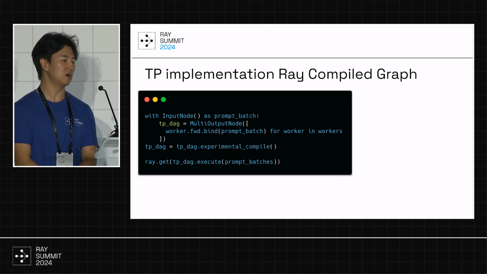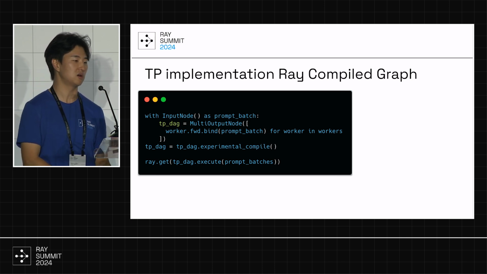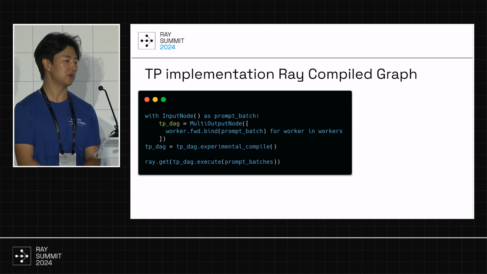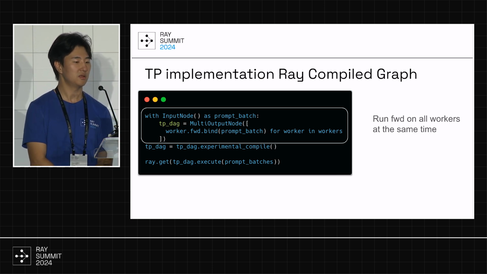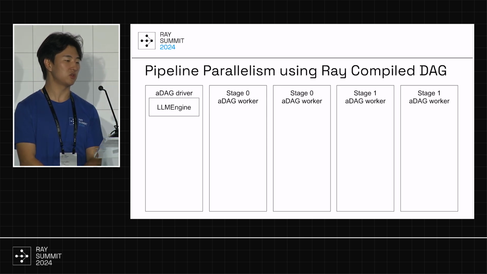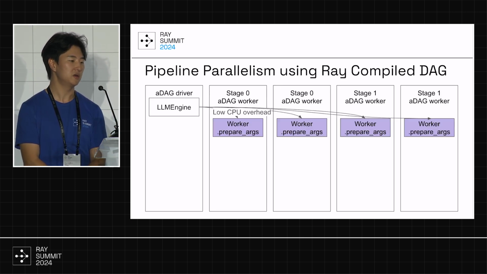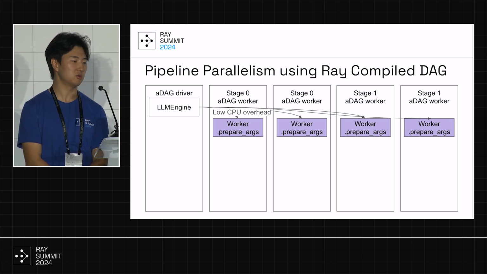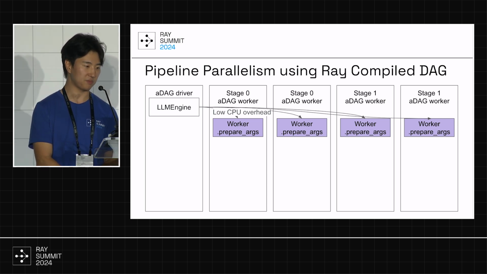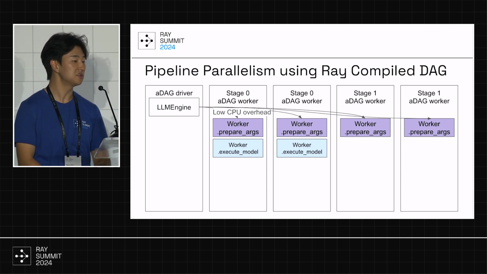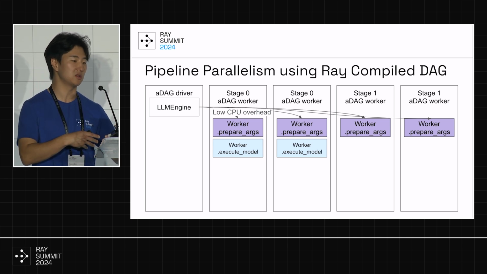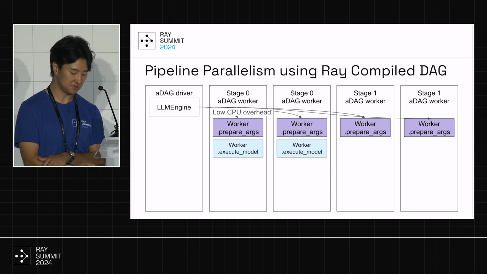Since the compiled graph supports GPU to GPU transfer, we could also implement tensor parallelism and pipeline parallelism with it. For tensor parallelism, you can simply implement it by just running all the workers at the same time, because it's SPMD, you just need to run the same code. And for pipeline parallelism, you can leverage the GPU to GPU RDMA feature. First, you send the input to all the workers with low CPU overhead. And then you execute the model on the first 2 stages. This first 2 stage also has tensor parallelism. That's why there are 2 workers. So it's a 2D parallelism.